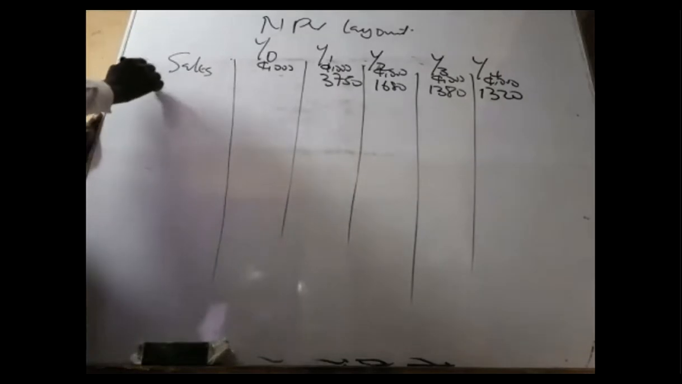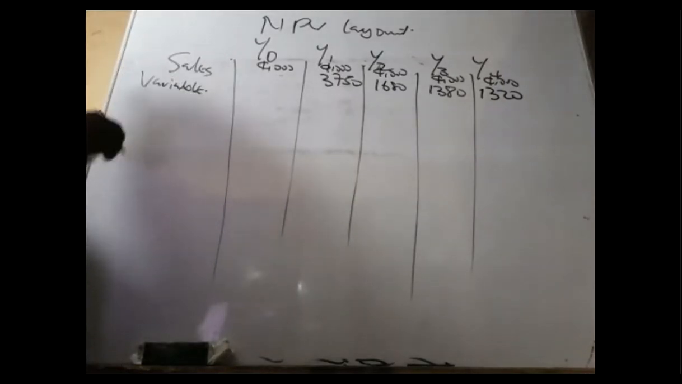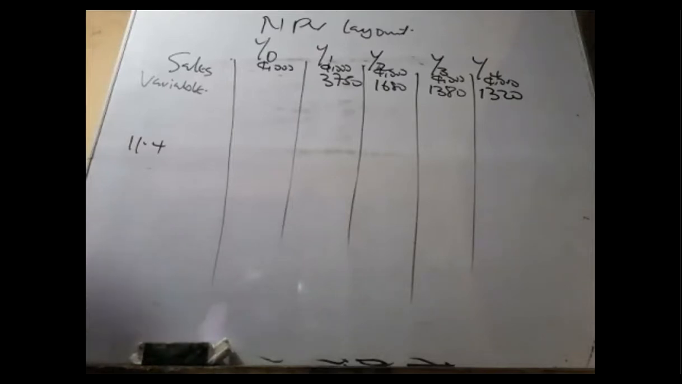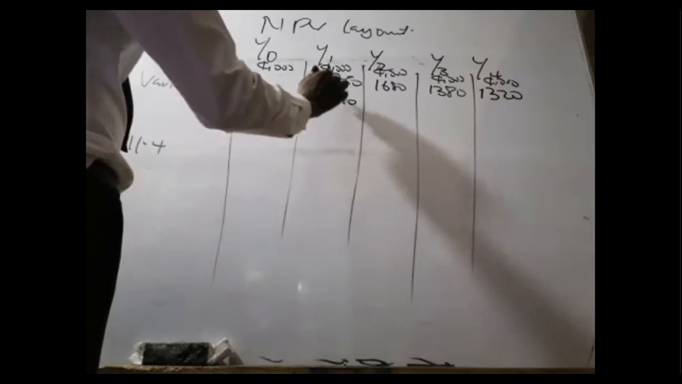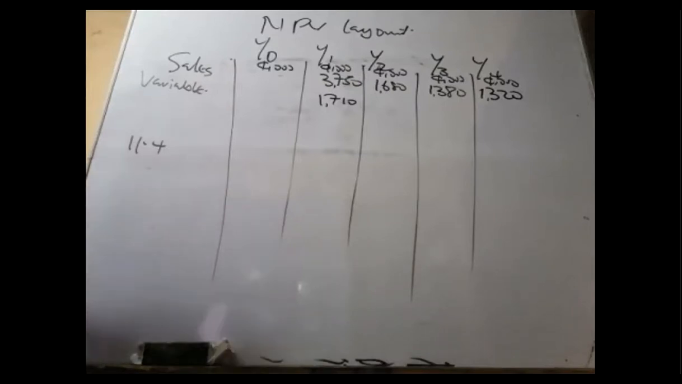Let's go to variable cost. Variable cost happens to be 11.4 per game. So let's multiply 11.4 by all the units. The units in the first year is 150. So 150 by 11.4. And that'll give us 1710.